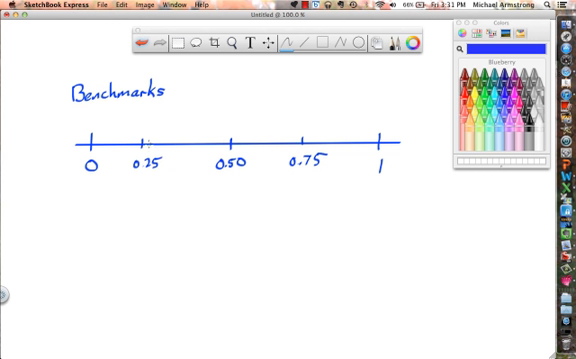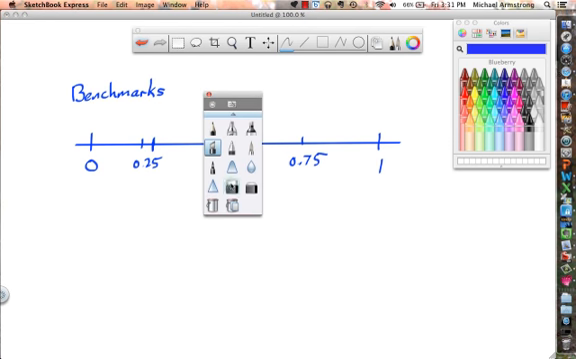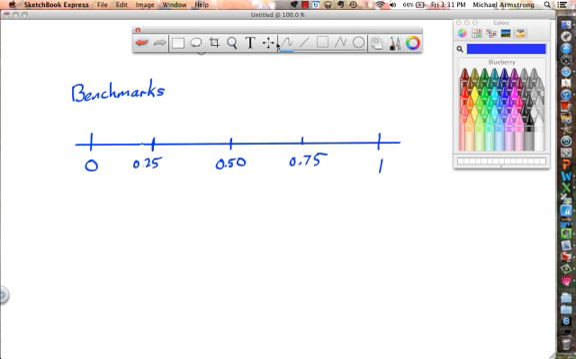Now, I didn't mark this in exactly the best spot. This is maybe a better spot, closer to where it actually belongs. But I'm not going to probably be able to fix it either and get close.